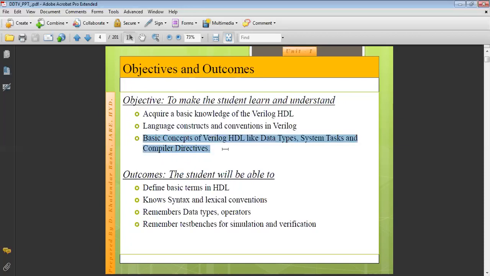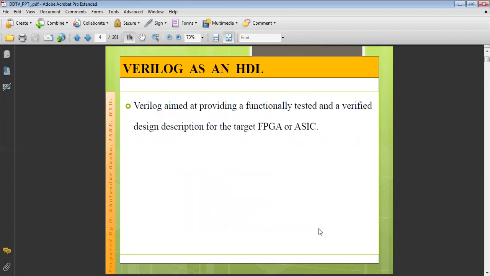What are the outcomes of this subject? Define basic terms in HDL, know the syntax and lexical conventions of the HDL language, and students should remember data types and operators. And next, students should talk about the different types of test benches for simulation and verification of the circuit.